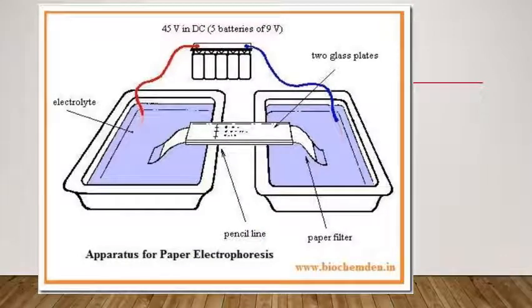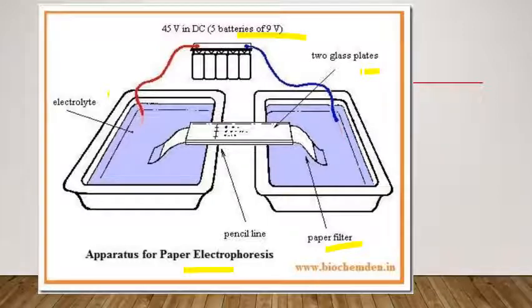So this is the apparatus used for the paper electrophoresis, and we have the two glass plates over which the filter paper is supported, and it is immersed in the buffer solution, and these two electrodes are connected to this battery of 9 volts.